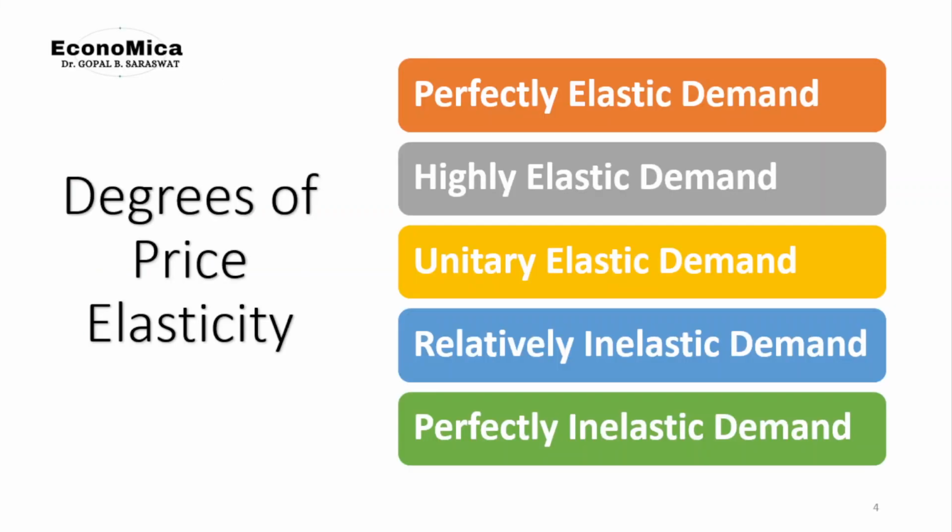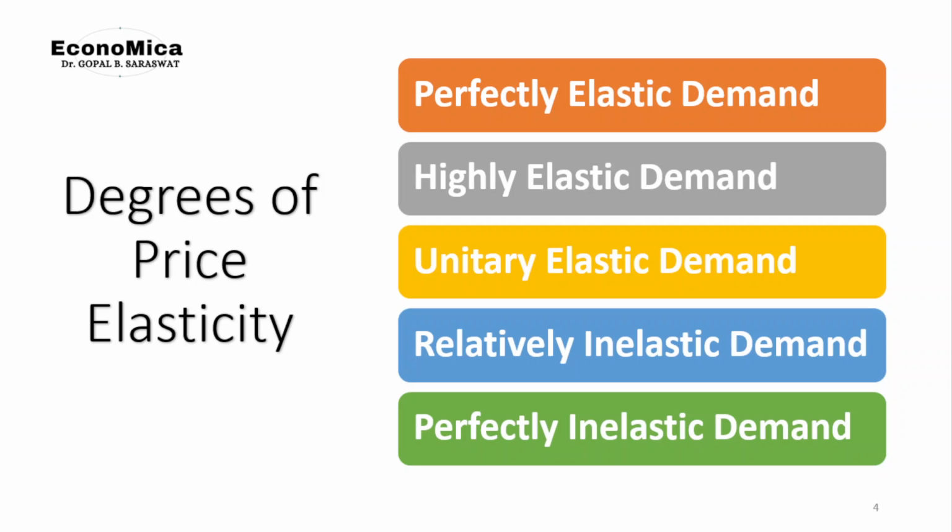So elasticity divides this responsive change of quantity demanded with the change in prices into five different levels. We call these five different levels the degrees of price elasticity. The first degree of price elasticity is perfectly elastic demand. Second is highly elastic demand, then unitary elastic demand, relatively inelastic demand, and perfectly inelastic demand. Let us understand how these five degrees are different from each other.